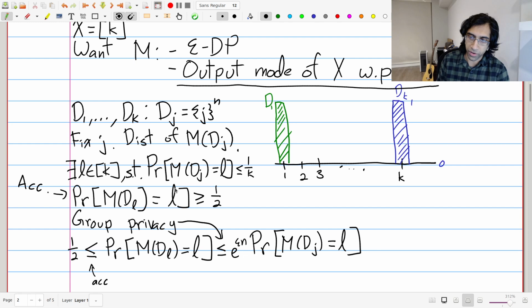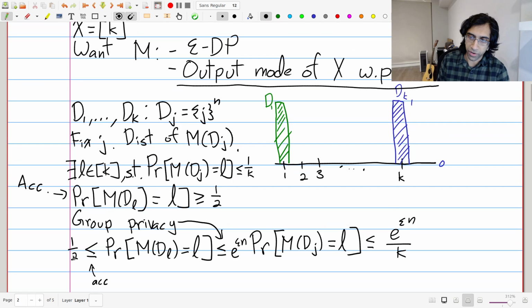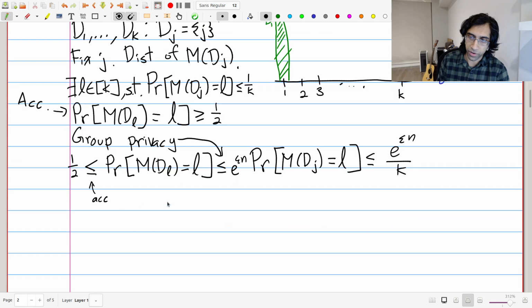And now the final step is just using this bound we said here, just based on the fact that there are many different possible outcomes. And this can be upper bounded by e to the epsilon n divided by k. And that's essentially all that we need. Now, all we do is put the left-hand side and the right-hand side of this together, and taking the log of both sides, we can get that n is greater than or equal to, let's say just omega of log k.